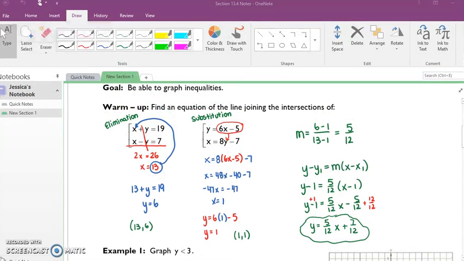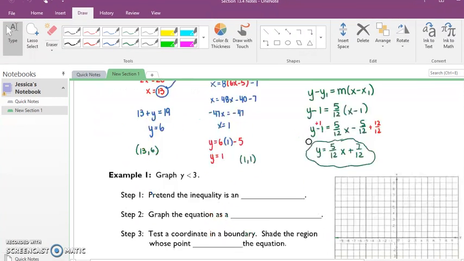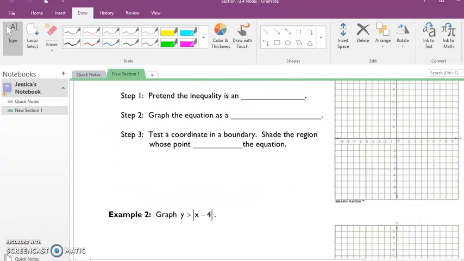By the way, please be prepared to do something along these lines of the warm-up for tomorrow's quiz. You do have a quiz tomorrow. Okay. All right. Let's see here. I'm going to move the screen a little bit. There we go. All right.